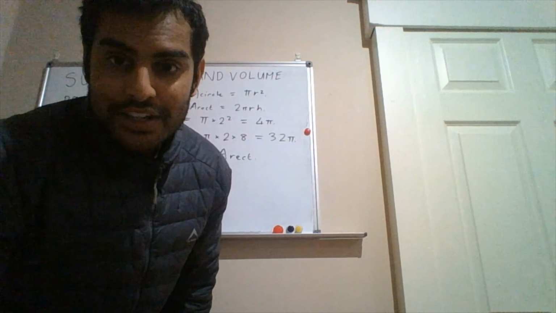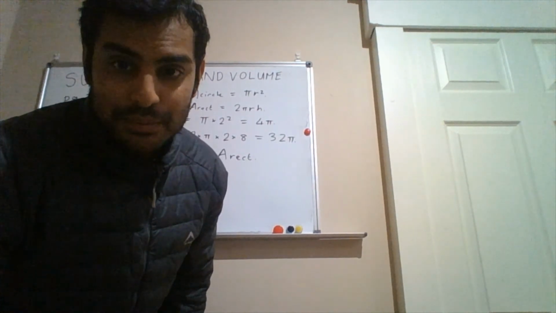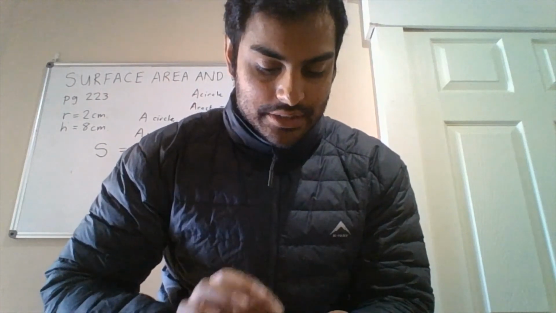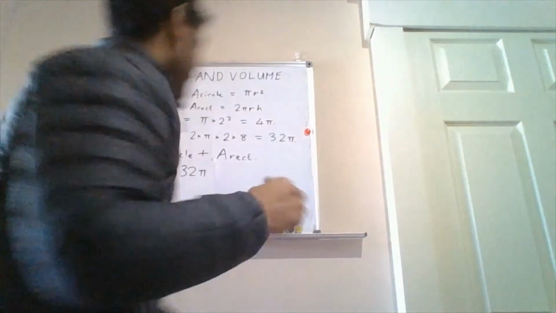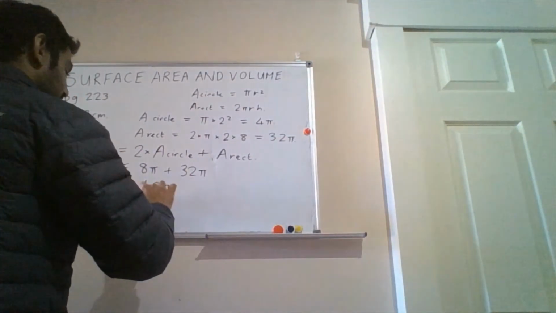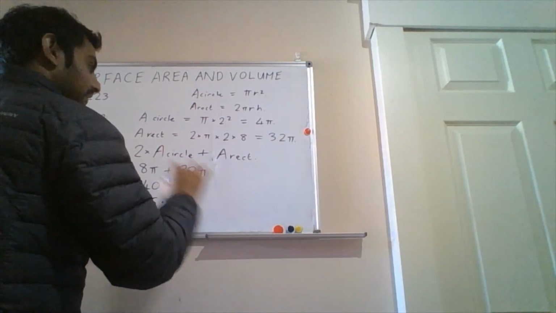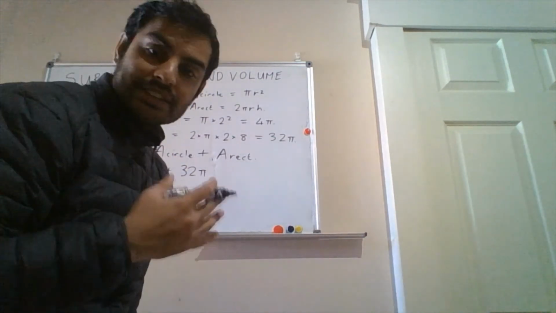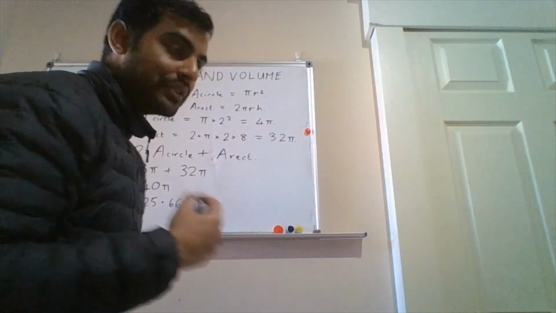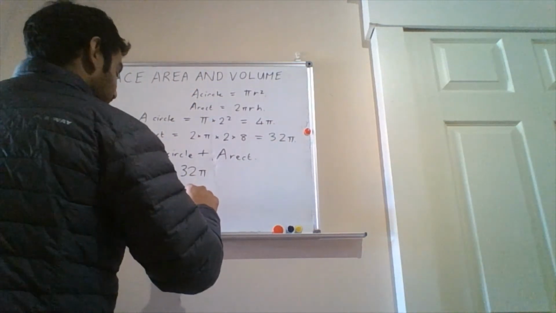Okay, so I'm just going to calculate this to 2 decimal places. So 40 times pi gives us 125.66. And our units, because it's surface area, remember our units are in centimeters squared.